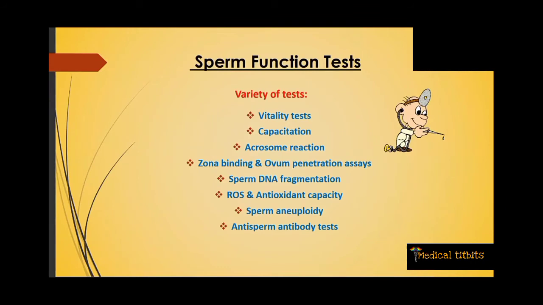Now, as we have covered semen analysis in basic detail, we'll come to the sperm function tests. To know which sperm functions we are testing, we should know how the sperm travels. First, whether they are alive and motile, whether they are able to traverse the cervical mucus and the uterus and undergo capacitation followed by acrosome reaction, then zona binding, and ovum penetration. So vitality tests, capacitation tests, acrosome reaction tests and zona binding and ovum penetration tests are a few of them, followed by special tests like DNA fragmentation, ROS and antioxidant capacity, and last but not the least, anti-sperm antibody tests.